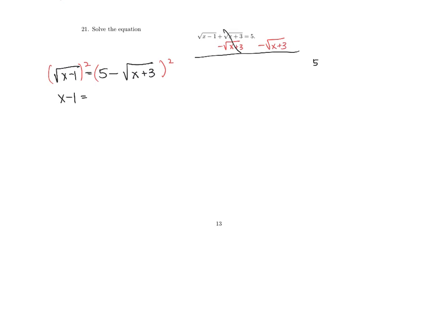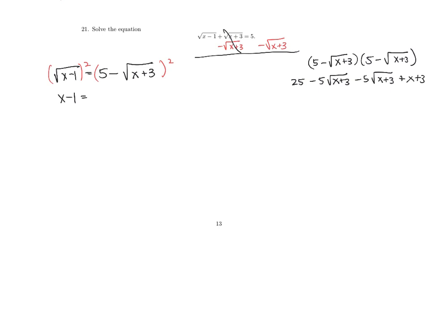We've got to multiply out this. Okay, so this is going to be 5 times 5 is 25. 5 times the negative square root of x plus 3. That's going to be negative 5 square root x plus 3. Then another negative 5 square root x plus 3. And then the square root of x plus 3 squared, that's just plus x plus 3. So it comes out of the radical.